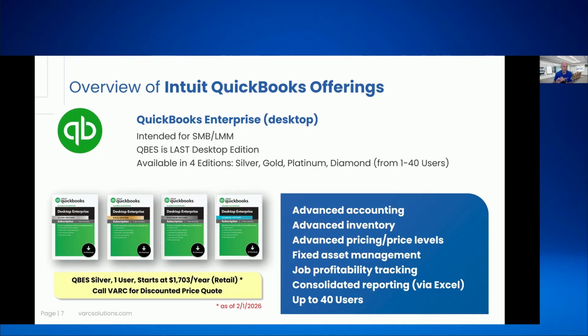In terms of pricing, it is more expensive than just QuickBooks Online Essentials. For example, QuickBooks Desktop Enterprise Silver, that's a mouthful. I'm going to say that again. QuickBooks Enterprise Desktop Silver, 1 user, starts at $1,703 per year. That's the retail price. But again, you can call VARC and we can get you a discount on that Enterprise subscription.